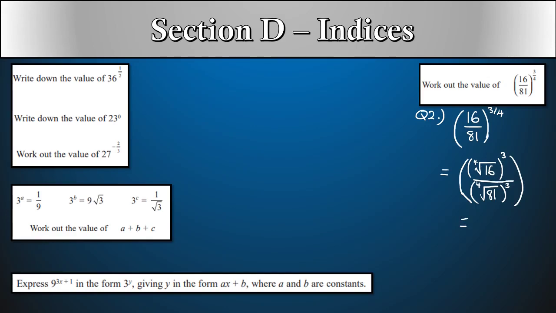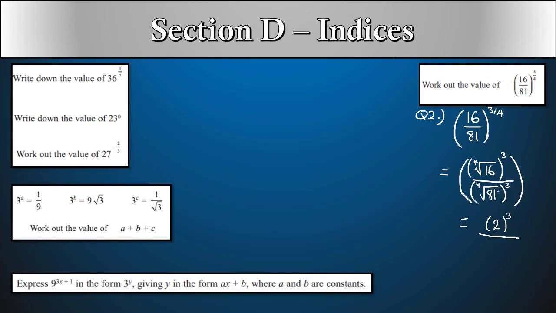So what's the 4th root of 16? What number do I times by itself 4 times to give me 16? For this one, that would be 2. So 2 cubed is 8, times it by 2 again gives us 16. So my numerator is 2 to the power of 3.